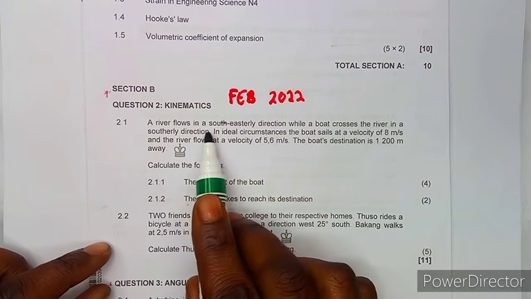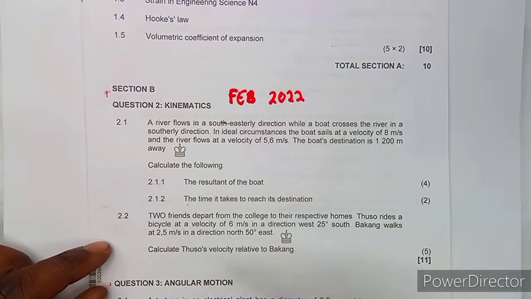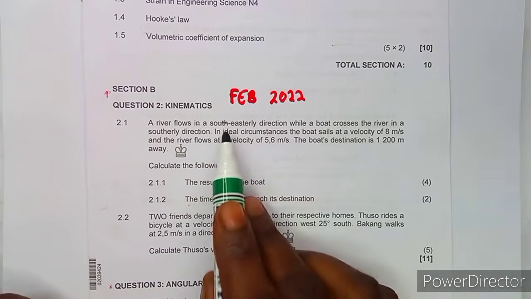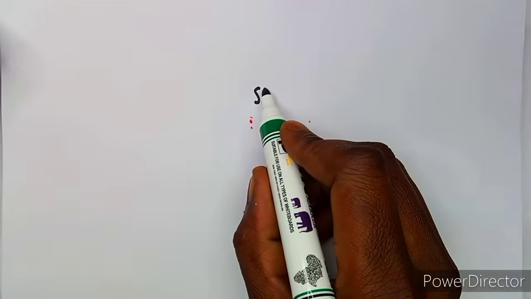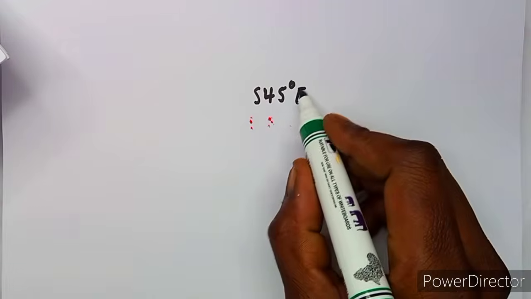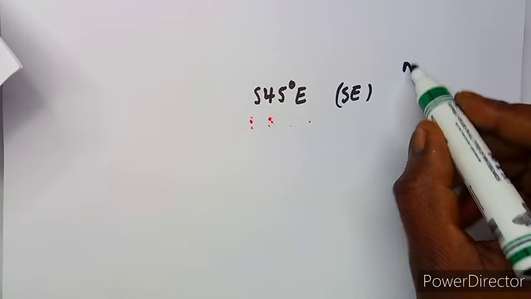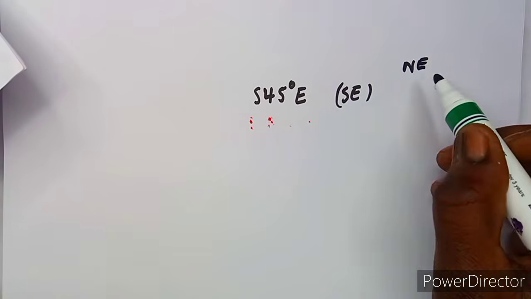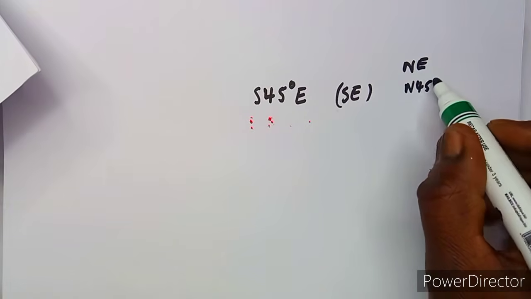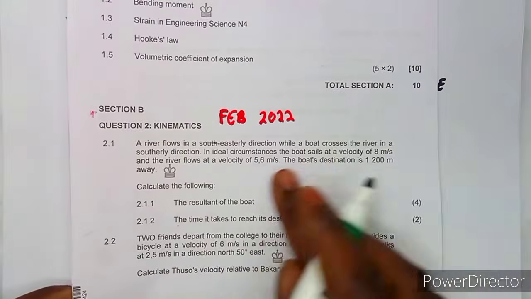flows in a southeasterly direction. Take note, guys, southeasterly. Whenever you're given such a direction, know that the angle you're going to have is 45 degrees. So it will be in between, like this, south 45 degrees to the east. That is what southeast represents. If it is northwest or northeast, it would be north 45 degrees east. All right, so this is south 45 degrees east.